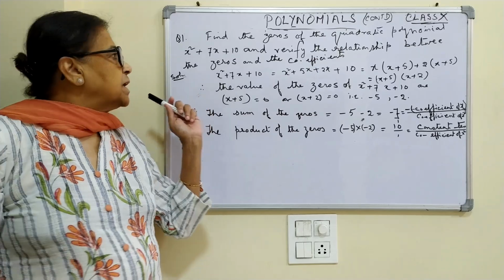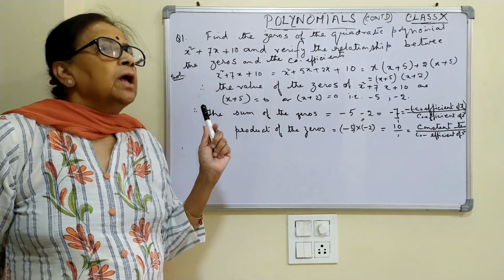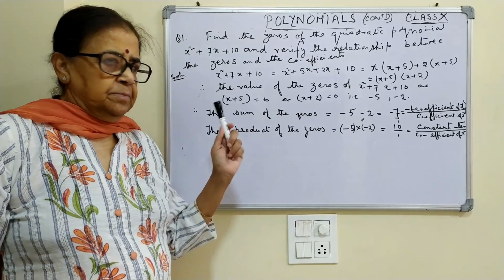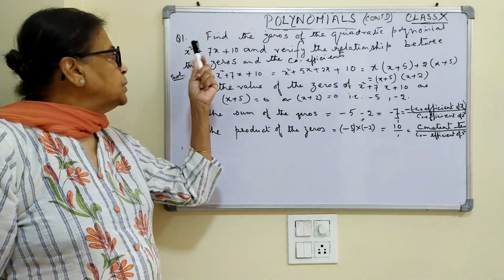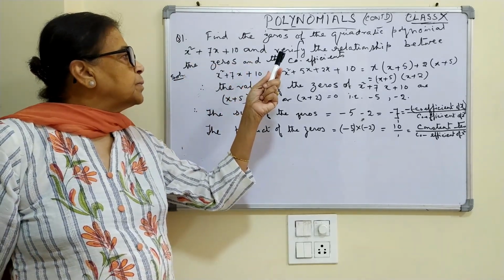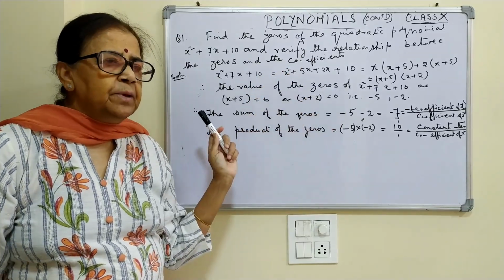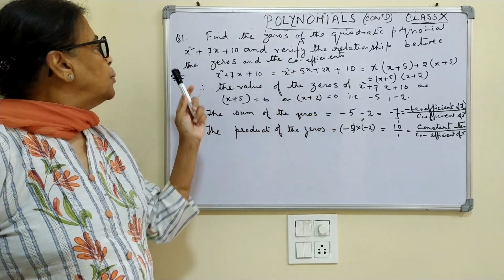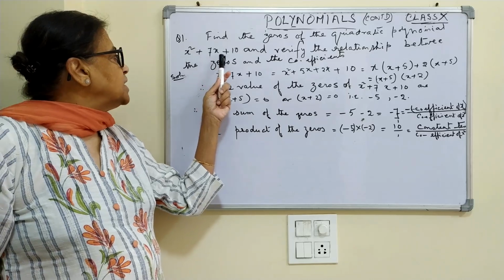We have discussed the zeros. We will start with the sums. Question number 1. Find the zeros of the quadratic polynomial. Quadratic means it has degree 2. The polynomial is x square plus 7x plus 10.